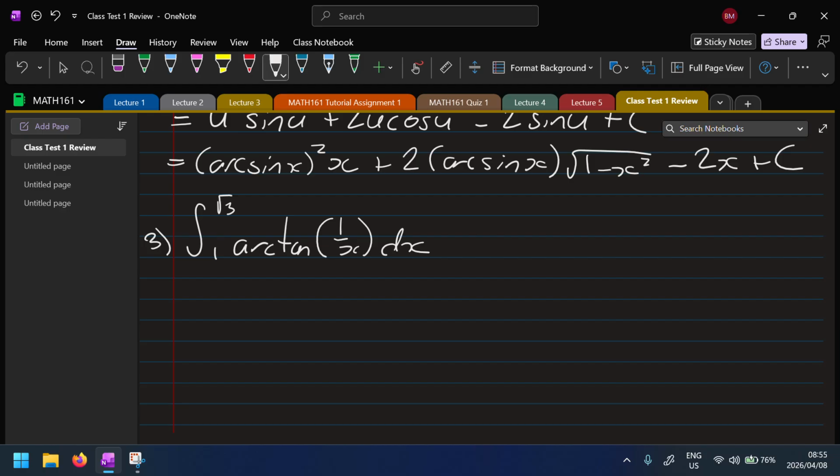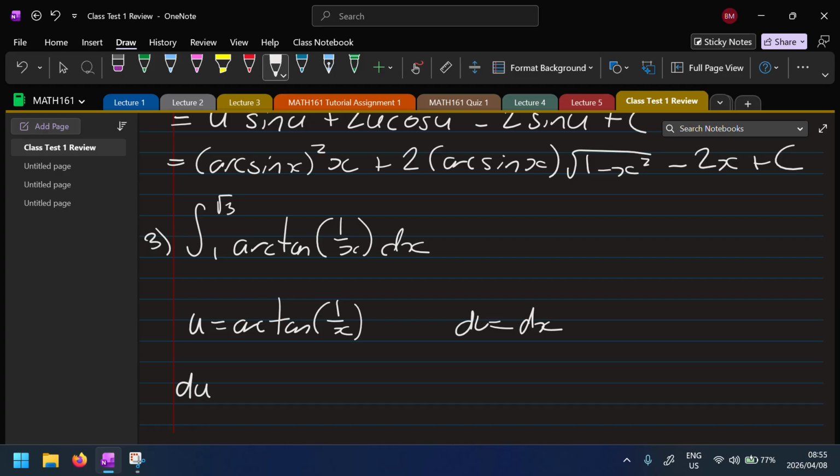Okay, so this one was just testing if you know that u must be the inverse. So arctan, that's an inverse function. We let that be u. Everything else, we let that be dv. In that case, it's just the dx. So u is arctan. And then dv, that's everything else. So that's just the dx.